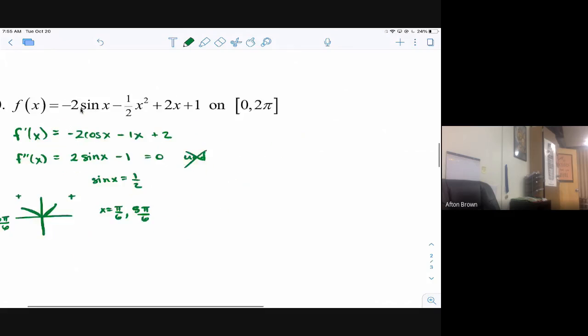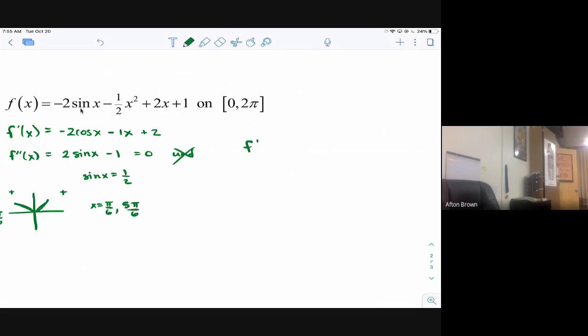These are our possible points of inflection. So then you do your second derivative. Again, because it gave us this, we're not putting arrows at the end. We're going 0 to 2 pi. We list pi 6 and 5 pi 6. And you check the intervals.